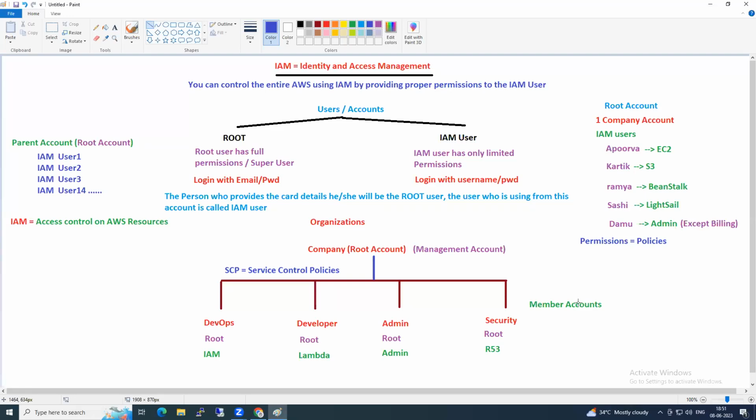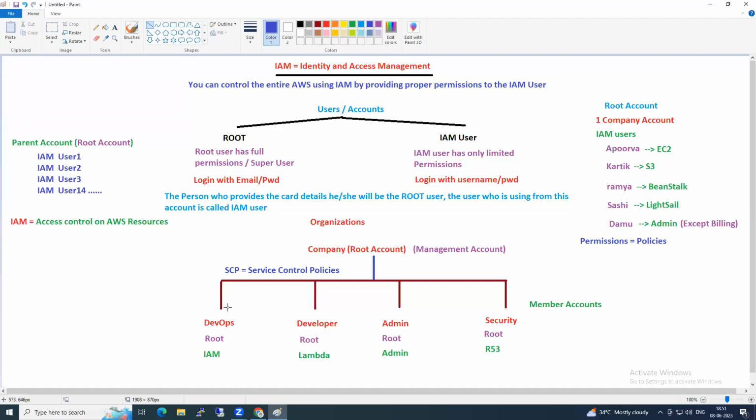Can I control it, guys? How do I control? Using Service Control Policies, SCP. So at the end of the day, you will get one bill. They'll all have their own bills, but at the end of the day, who will be paying that bill? The management account. So like this, if you have multiple root accounts, you can manage them using Organizations.